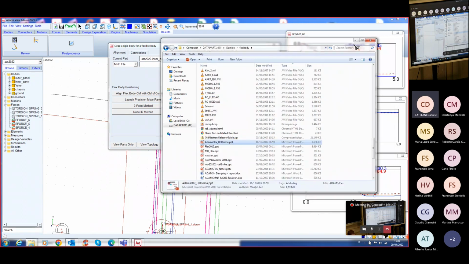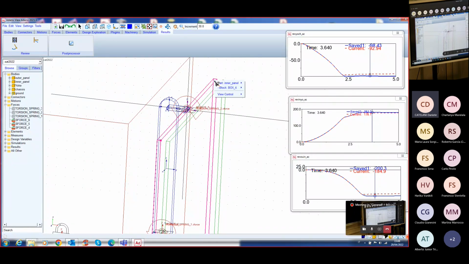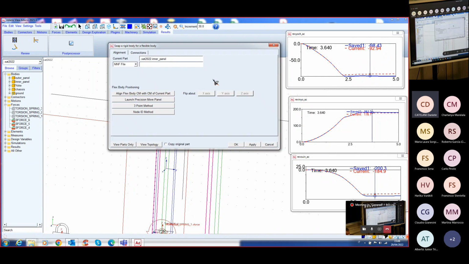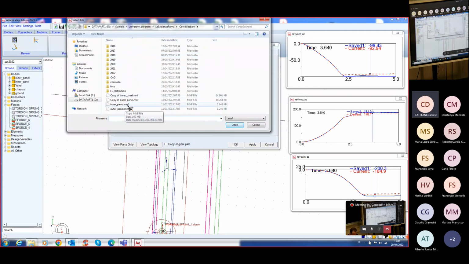Perfect. So if you have this file, the idea is to, again, I repeat, go to the inner panel, go to make flexible, and click on import. It means that this file is already available to you. So here the current part to replace is the inner panel, and in this field I search in my working directory the inner panel.mnf.